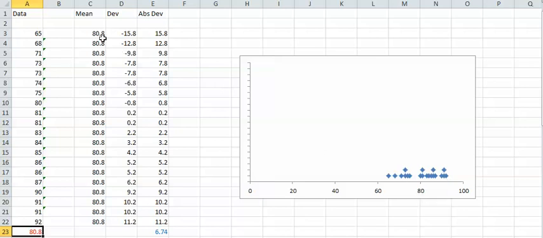What I did next was I put the mean of 80.8 in all of these cells right here, and then in each row I subtracted the mean from the data value to get a deviation. So 65 minus 80.8 equals this deviation right here. 68 minus 80.8 is equal to this deviation right here. Remember that when you subtract the mean from the data value, you get a deviation. So each person has a data value and each person has a deviation.